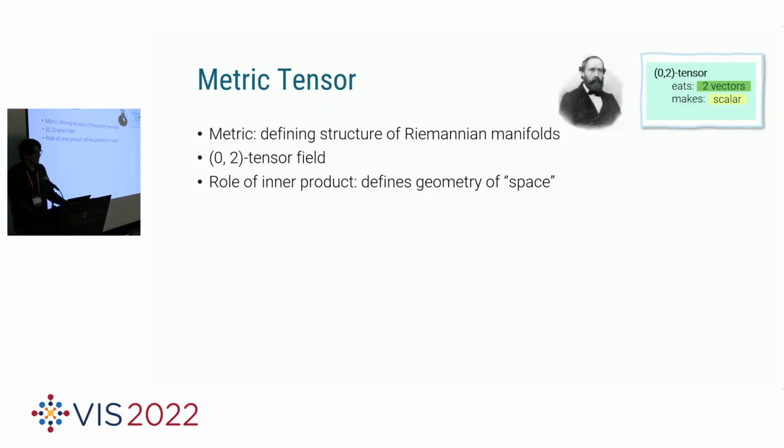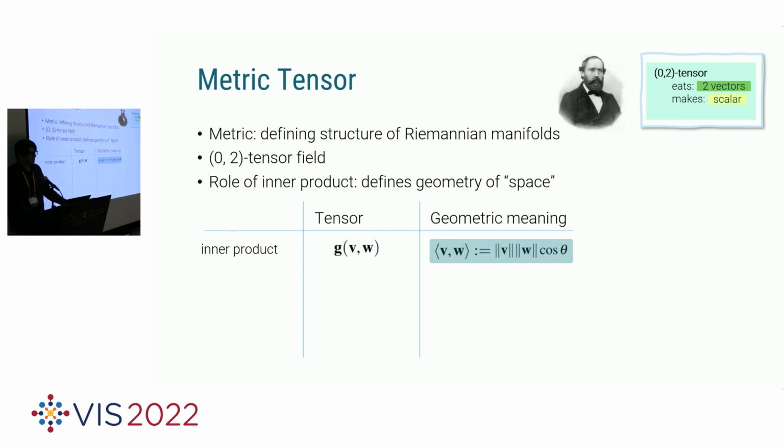It is a tensor field, so we have a 0,2 tensor, meaning that it eats 2 vectors and gives us a scalar. And the meaning of it is what we know as the inner product. And this inner product basically defines the whole geometry of the space. So what does the inner product do? Marcus showed that in the very beginning. So we can take this tensor, the G, that takes 2 arguments, V and W, and then the geometric meaning of this inner product is the product of the lengths of the vectors with the cosine of the angle between the 2 vectors.